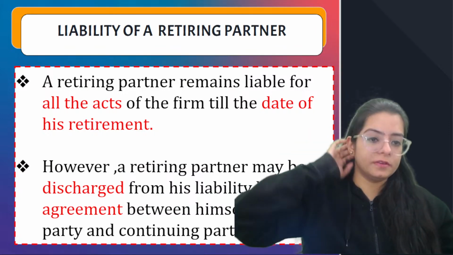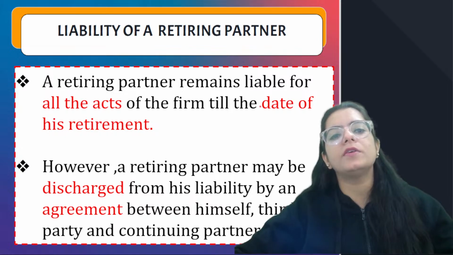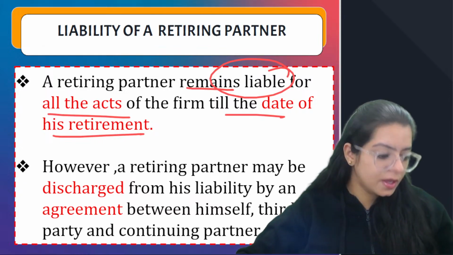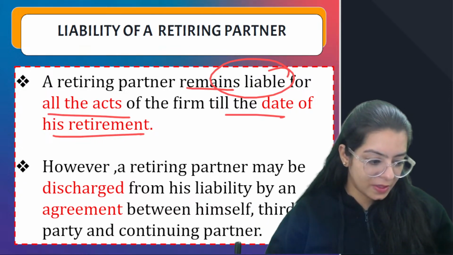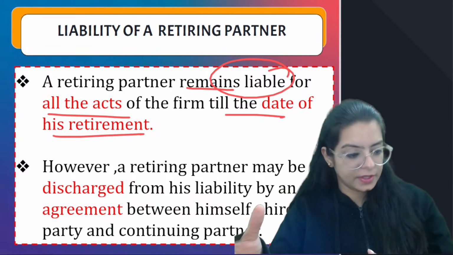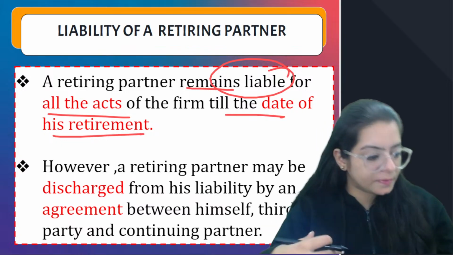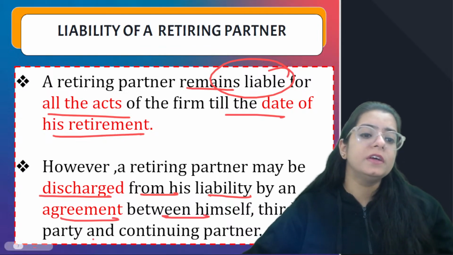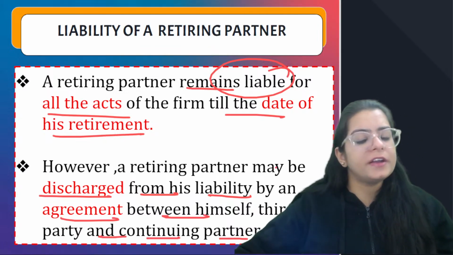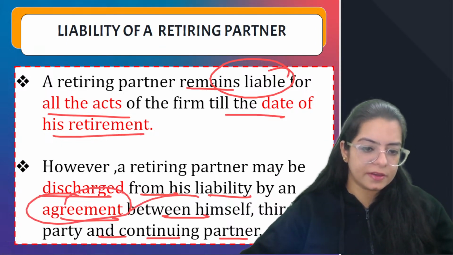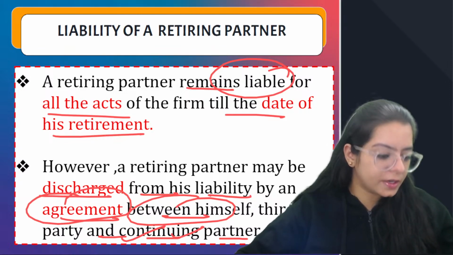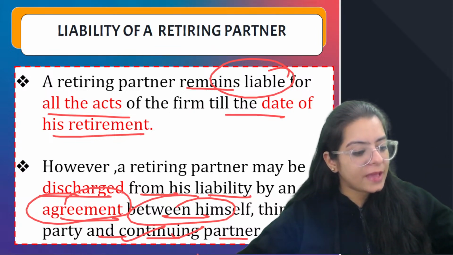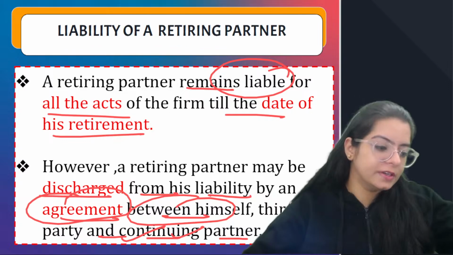So what is the liability of a partner? A retiring partner remains liable for all his acts, whatever was done or was part of the business till the date of his retirement. Whatever transactions he was involved in till that date, he is liable for that. However, a retiring partner may be discharged from his liability by an agreement between himself, the third party, and the continuing partners. But he has to do that. Otherwise, he is responsible for all the acts done till the time he was in the firm. So this is his liability.